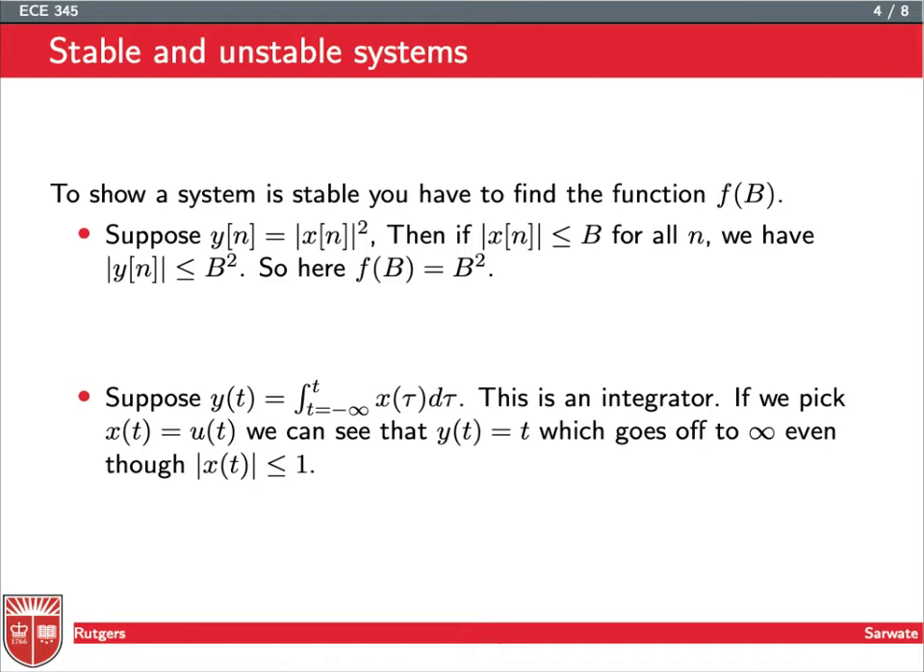What about the integrator? Suppose y of t is this integrator which goes from tau equals minus infinity to t of x of tau d tau. Now if we pick x of t equal to the unit step function, that's bounded for all time, bounded by 1. Then we get the ramp function, and the ramp function goes off to infinity even though x of t is bounded. So that system is unstable.